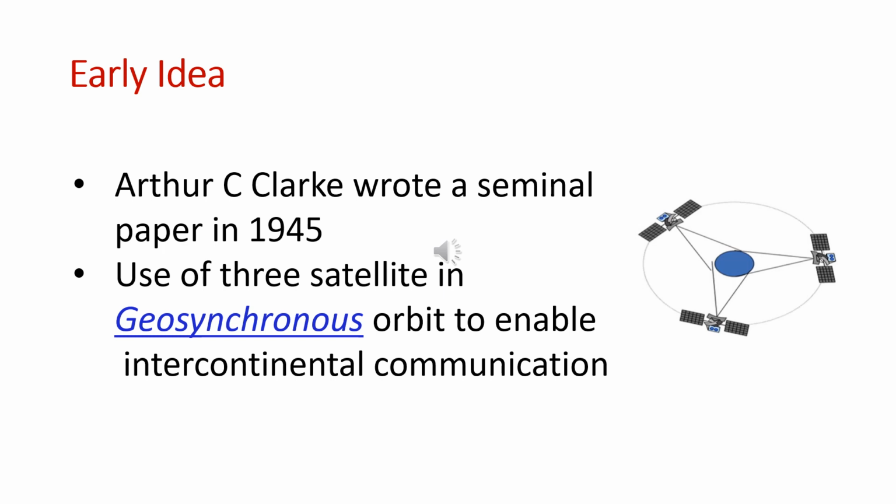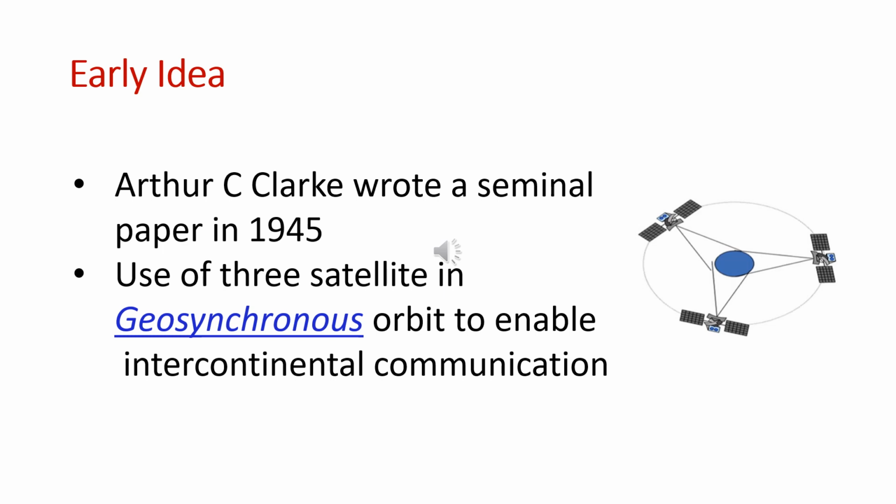Early idea behind the satellite communication. It was started with Arthur C. Clarke, who wrote a seminal paper in 1945. He proved that with the help of three satellites we can cover the whole geographical area of the Earth. So use of three satellites in synchronous orbit to enable intercontinental communication will be possible.